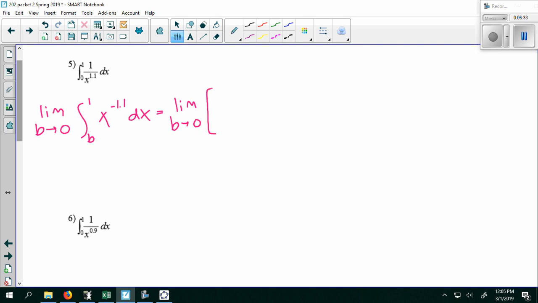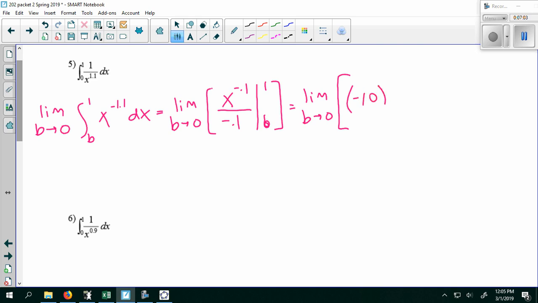The antiderivative of x to the negative 1.1: add 1 to the exponent, and I get x to the negative 0.1 divided by negative 0.1. Evaluate that from, sorry, from b to 1. This is the limit as b goes to 0 of, when I plug in a 1, 1 to the anything is 1, and then I'm dividing by negative 0.1, so I get negative 10 when I plug in the 1. And when I plug in the b, I get negative 10 over the 10th root of b.